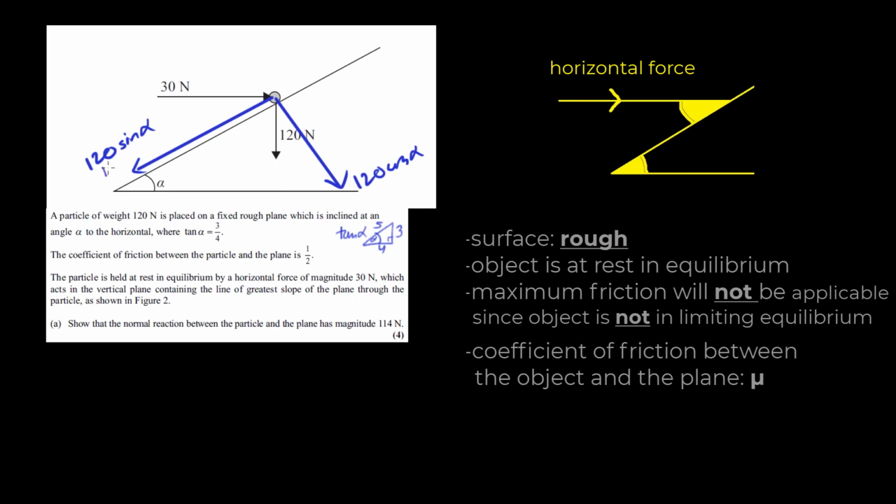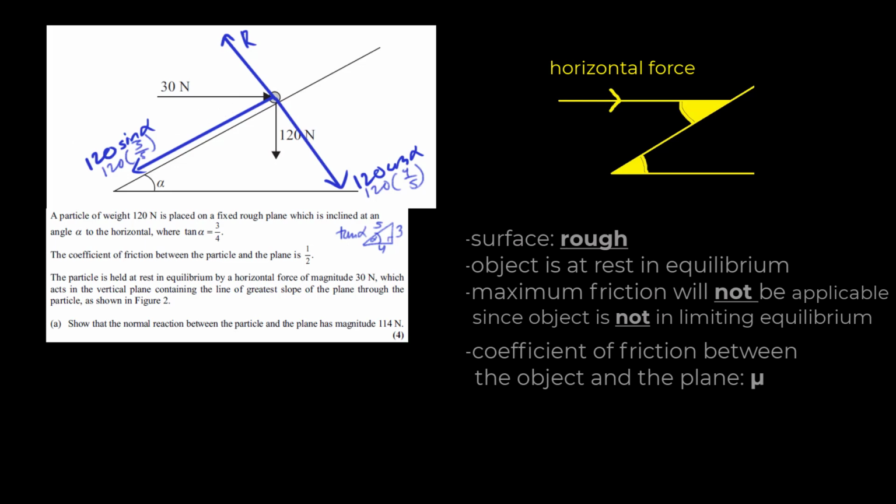So this is going to be 120 into 3 by 5, and cos alpha is adjacent by hypotenuse, that is going to be 4 by 5. And we know there is going to be a reaction force to this because of that surface. So this is going to be the reaction force. This is going to be R.